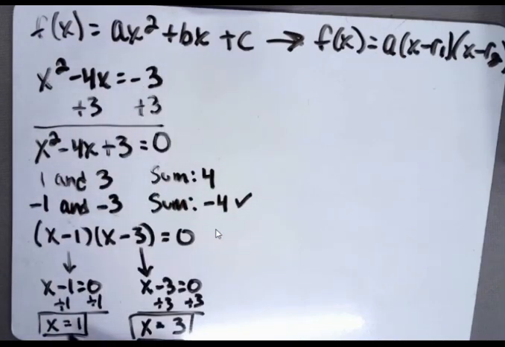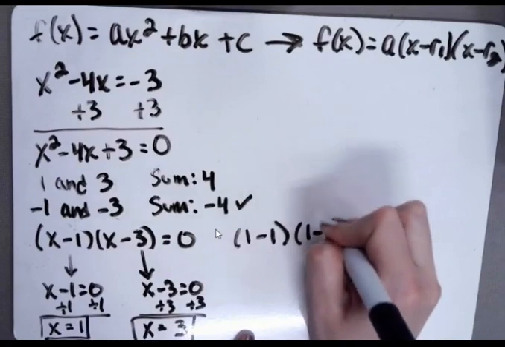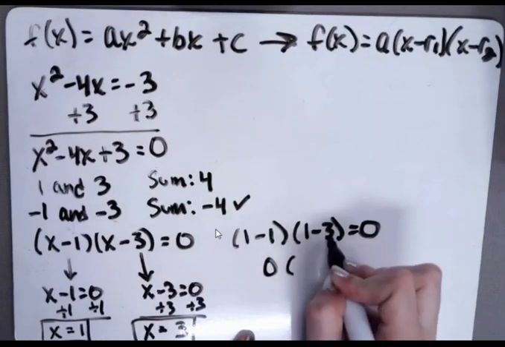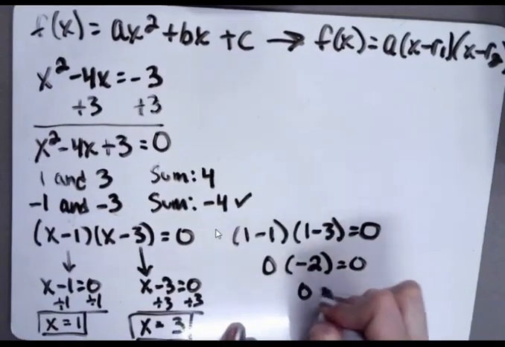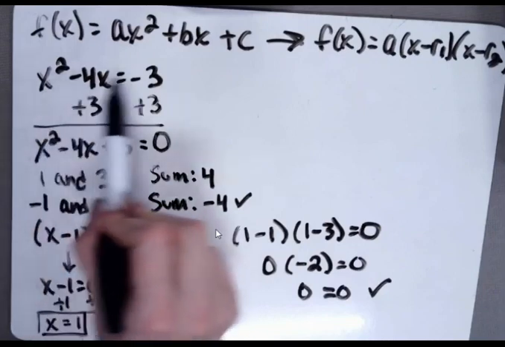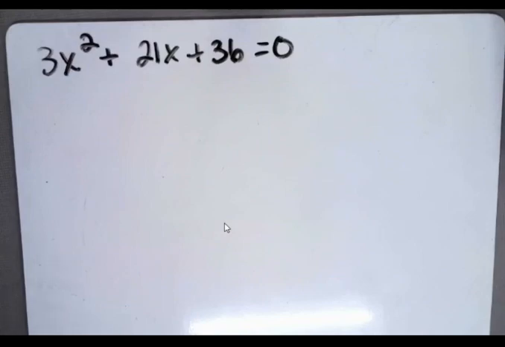So for example, if I plug in 1 to this equation, I'm going to get 1 minus 1 times 1 minus 3 equals 0. 1 minus 1 is 0. 1 minus 3 is negative 2. 0 times negative 2 is 0. So yes, that makes the equation true. That would work with 3 as well, and you could plug them into any of these forms and the equations would be true.